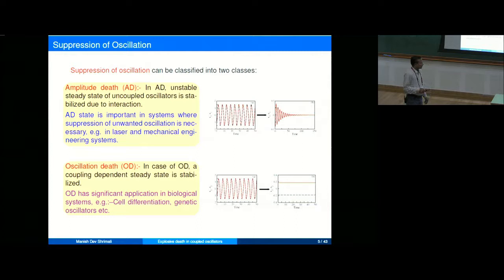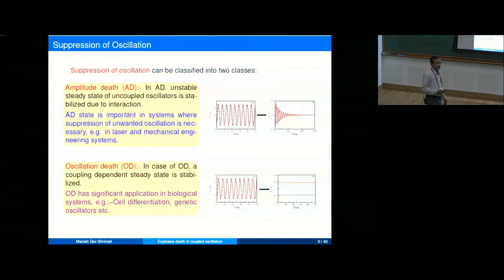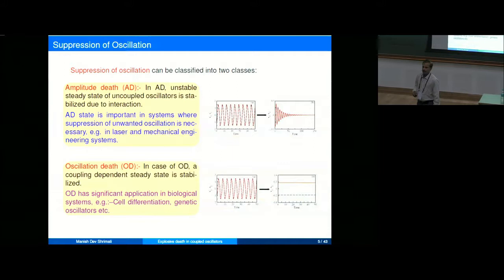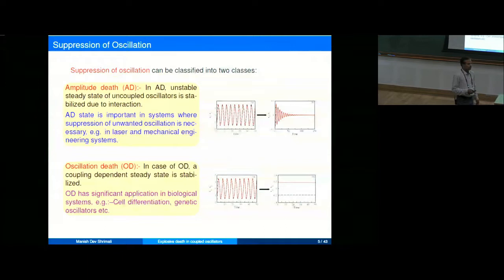Here, because of the interaction, new stable states are created. If the system goes to the newly created steady state, which is a coupling dependent steady state, we call these oscillation death states. These are coupling dependent states, which are not the equilibrium points of the uncoupled oscillators. This oscillation death state can further be classified into homogeneous and inhomogeneous steady states depending upon the symmetry of the coupled oscillators.